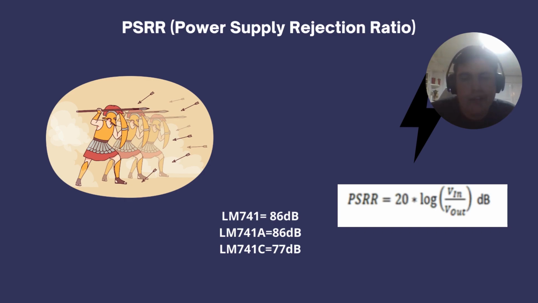In this part, we have that the formula is in the part down, that is 20 times the log of the ratio of input to output, and it is measured in decibels. We have different units and results for different versions of the op-amp.